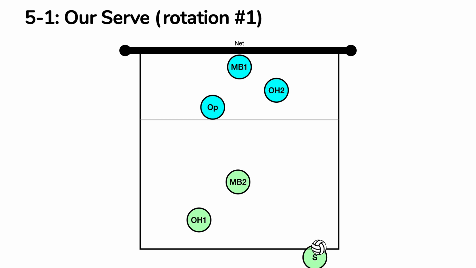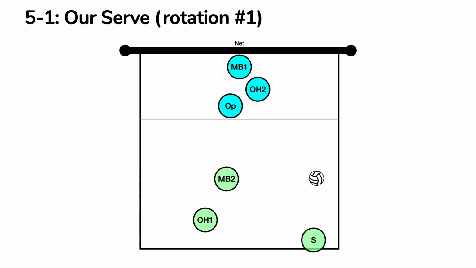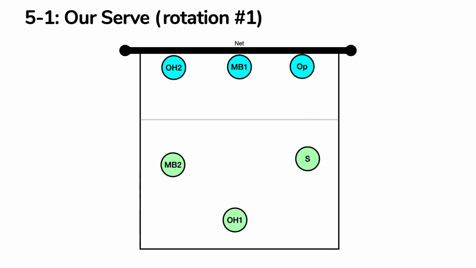In rotation 1, the setter is serving. As the server contacts the ball, our players move. Outside hitter 2 moves to the left side to block. The opposite moves to the right side to block. Outside hitter 1 moves to middle back to play defense, and middle blocker 2 moves to the left side to play defense. The setter, after she serves, moves to right back to play defense.